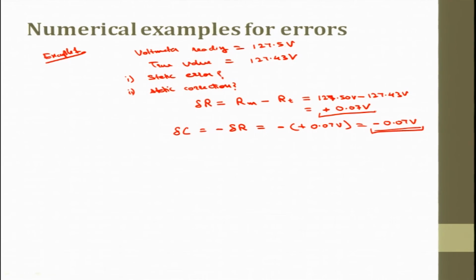Whenever the voltmeter is used, this is actually the mean value from a certain number of observations. So we know the true value is there, and the mean value is this much. We took the difference to find the static error, and the negative of the static error is our static correction. This was example one.